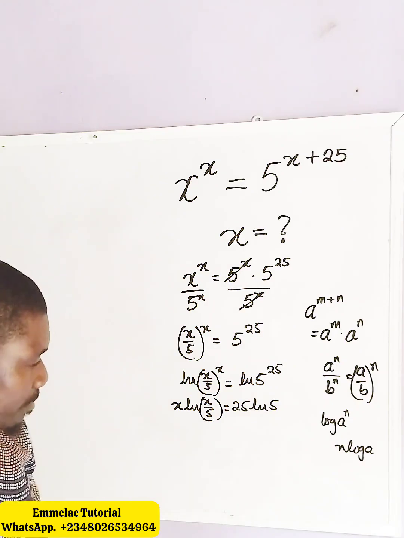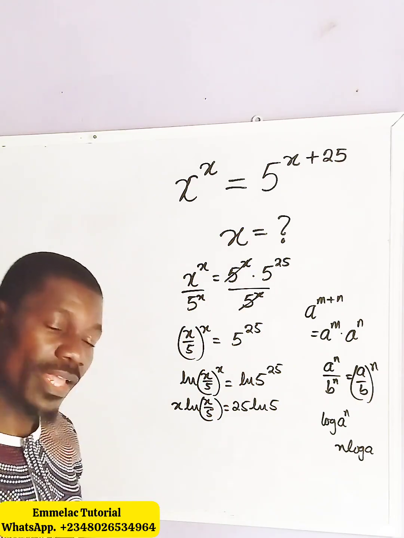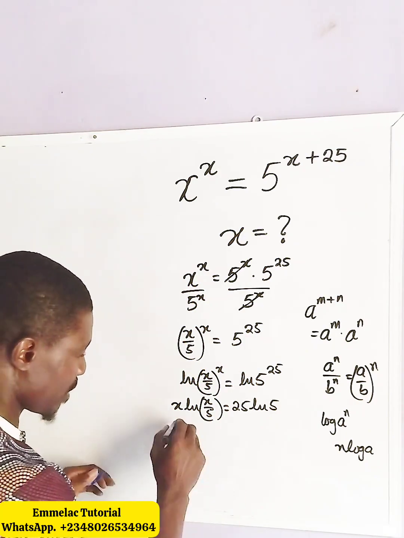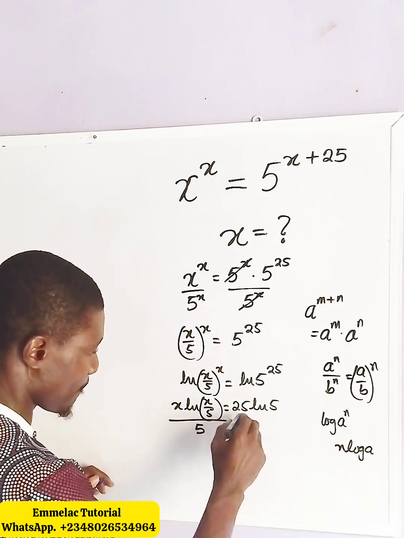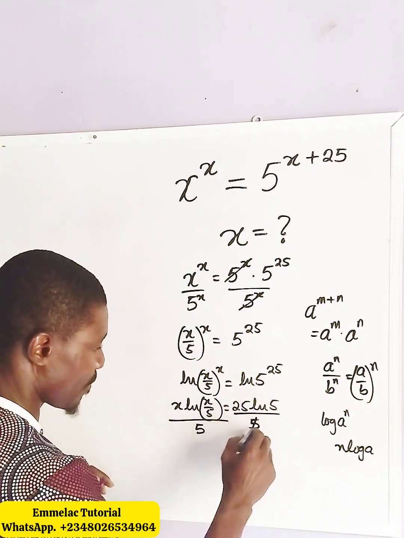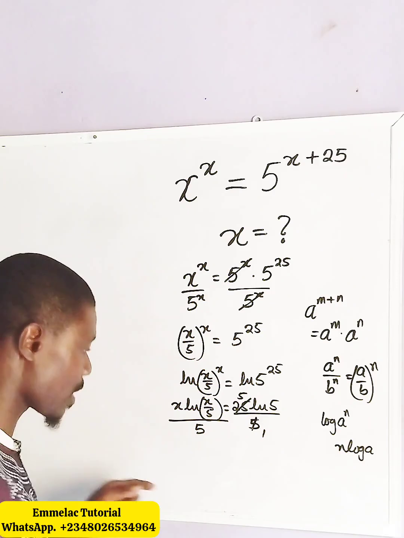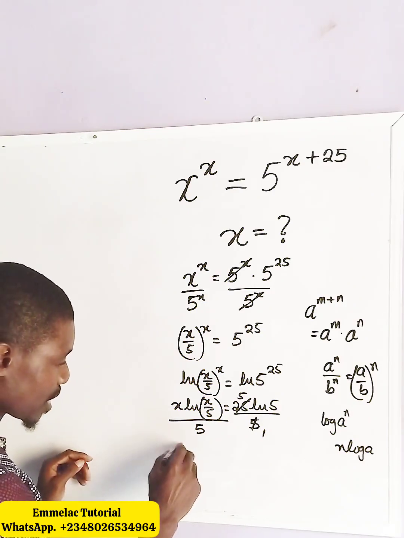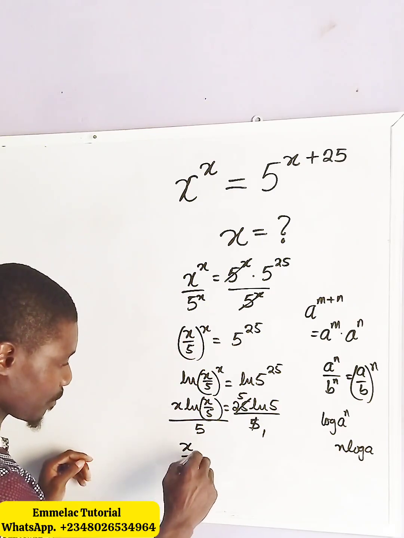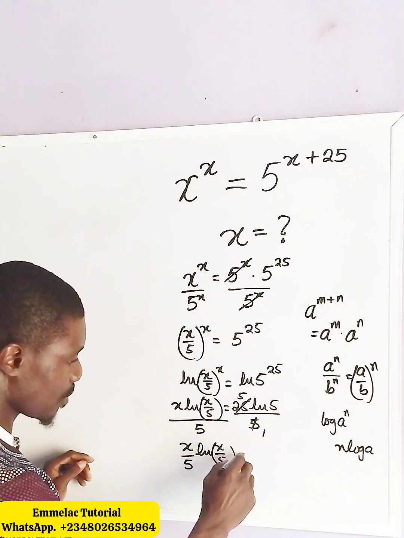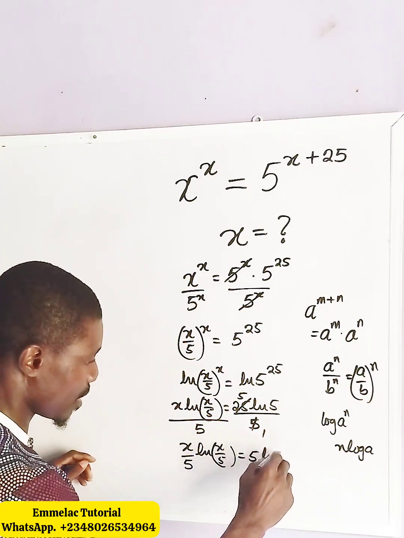So at this point, let's divide both sides by 5. Okay, so by dividing by 5, here 1, 5 here, we are left with 5. Now at this particular point, this can also be written as x over 5 times ln x over 5 equals 5 ln 5.